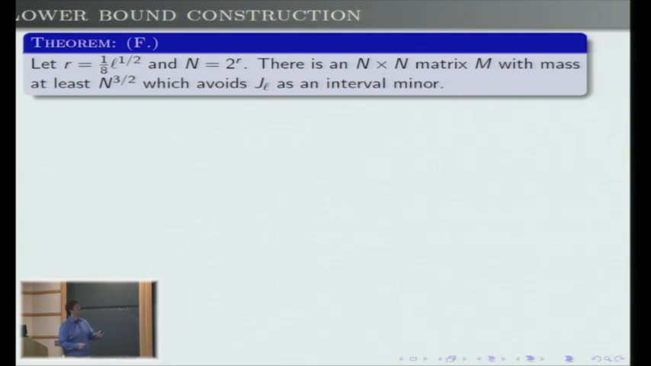Yeah. So we're going to show, as Avi said, how to get from this to the desired results after we prove this lemma. It's pretty quick from this to get to where we're supposed to go. But we need to understand the construction of this exponentially large matrix, which avoids this interval minor.